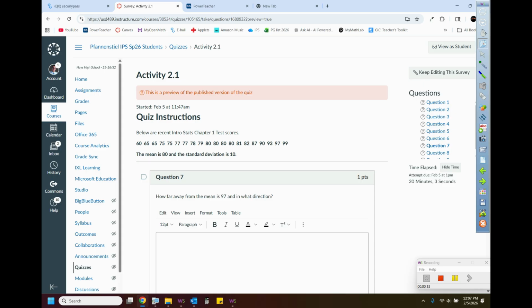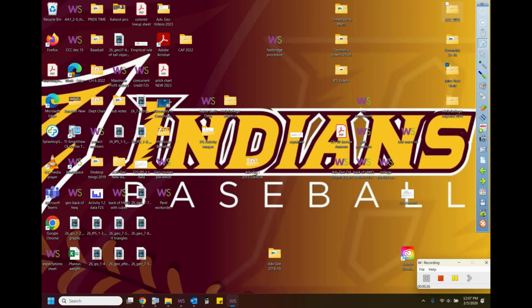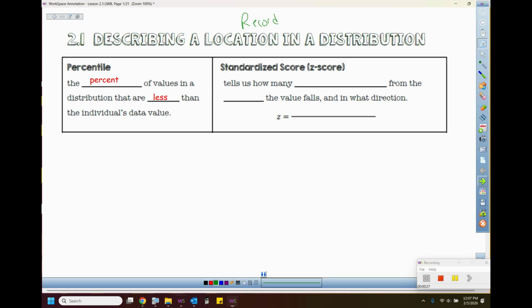And that was Biff, excuse me. Marty scored a 90. He scored better than 80% of the people. He was in the 80th percentile.